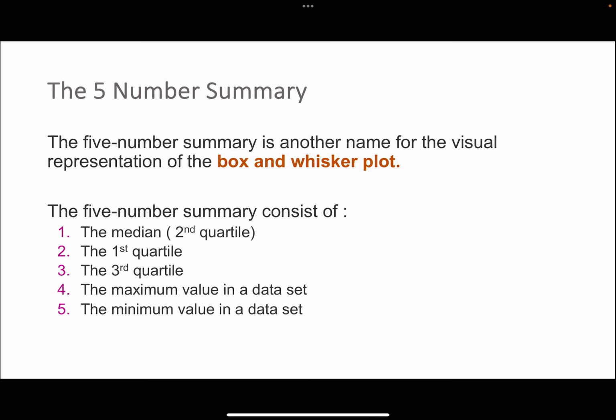We need first to get the 5-number summary before we start drawing our box and whisker plots. So the 5-number summary is the median or the second quartile, the first and the third quartile, the maximum value in the data set, and the minimum value in the data set. So with those 5 numbers, we're going to construct our box and whisker plot.